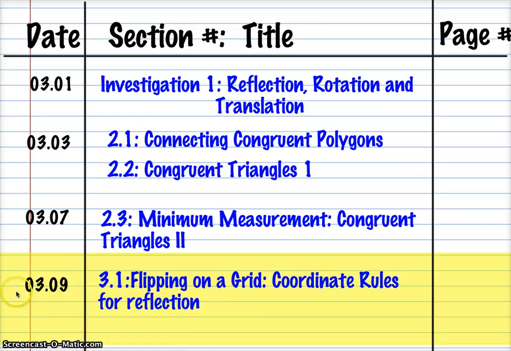So today, or the day you have my class, will be March 9th. 3.1 Flipping the Grid, coordinate rules for reflection. I have to go look at the page numbers again. My book went missing sometime in the last unit, so we'll fill this in as soon as we can. Make sure you write this into your table of contents nice and neat, please. And we're showing butterflies, pinwheels, and wallpaper. The butterflies is the reflection section, so the butterfly part.